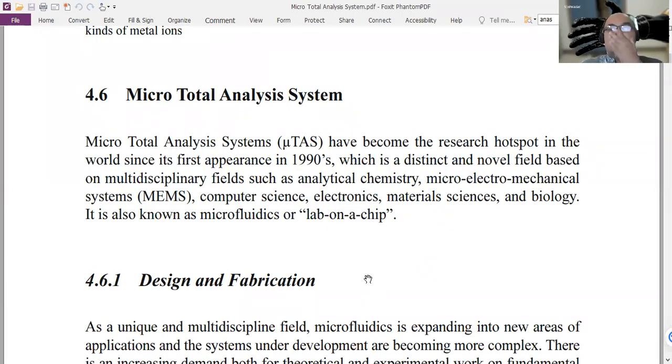So this is what we call lab on a chip. Yeah, and actually our lab is one of the labs in Indonesia that is currently working actively in this field, microfluidics. The idea is how can we minimize or miniaturize laboratories.